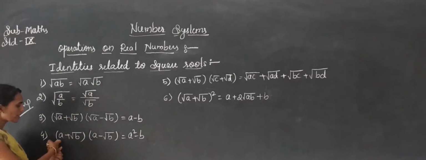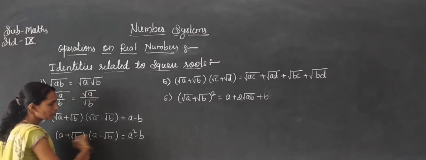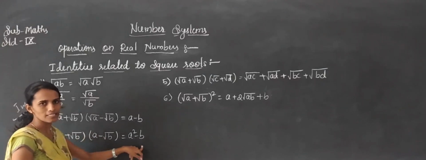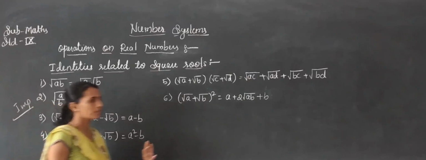Then the next one will be A plus root B, A minus root B. Here it will become A square minus B. A square minus B. Remember these things.